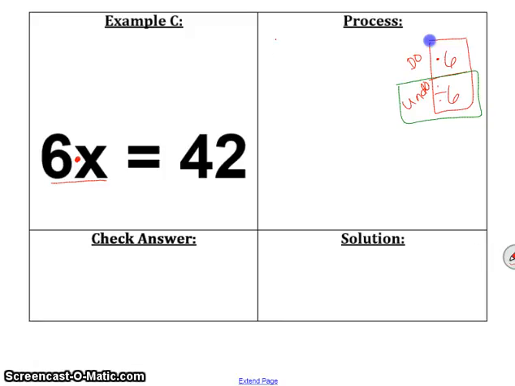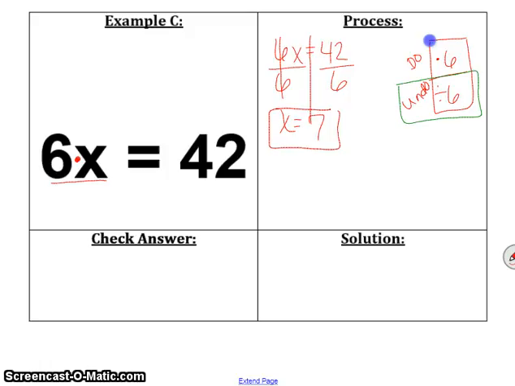So I have 6x is equal to 42. Well, I need to divide that. So 6, I need to divide by 6. And then I need to divide on the other side of my equal sign by 6 as well. So I'm left with x is equal to 42 divided by 6 gives me 7.